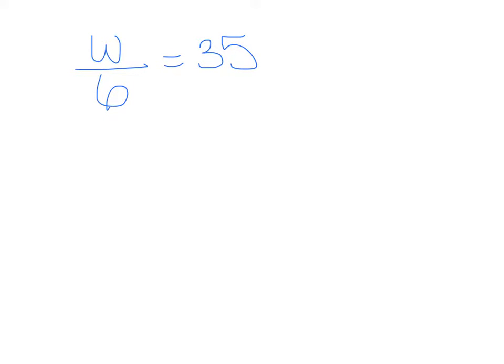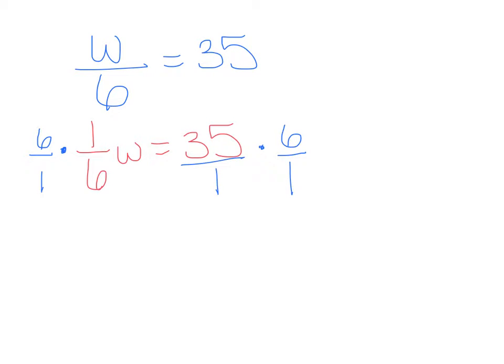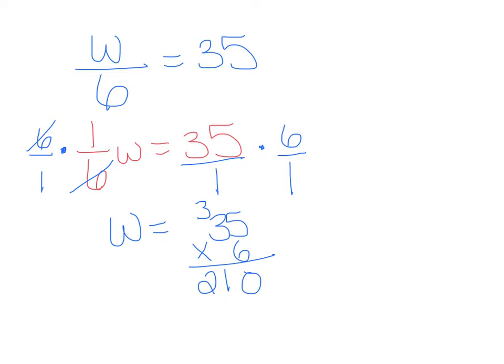Okay, let's rewrite it as 1/6 w equals 35, just so it's a little more obvious what we should do. To get rid of the 1/6, we should multiply by the reciprocal, 6 over 1, and we should do that to both sides. This cancels out. We're left with W equals 35 times 6. 6 times 5 is 30. 6 times 3 is 18, plus 3 is 210.